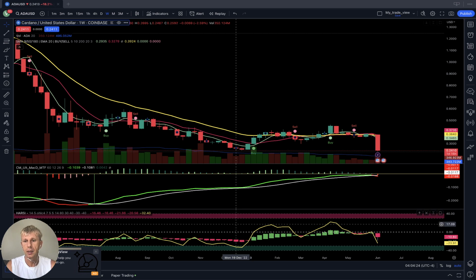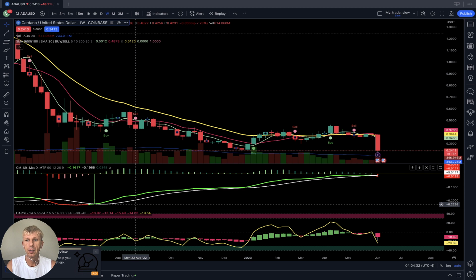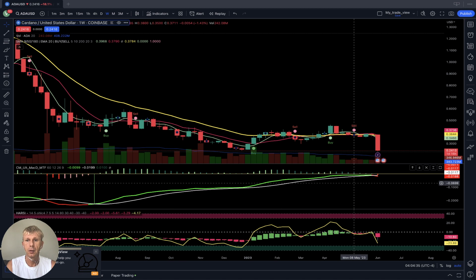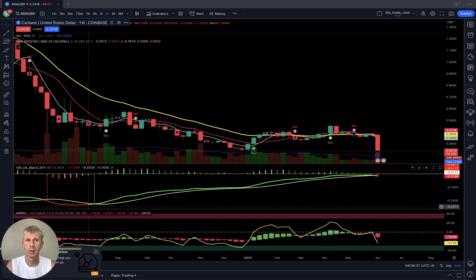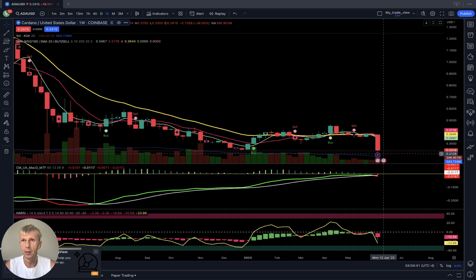Interesting, but on the other side it's positive. It touched the same level, but it is positive on the other side. It wants to have some bounce. Definitely positive on the MACD. It wants to have bounce. It's kind of bear trap. Could be a bear trap.